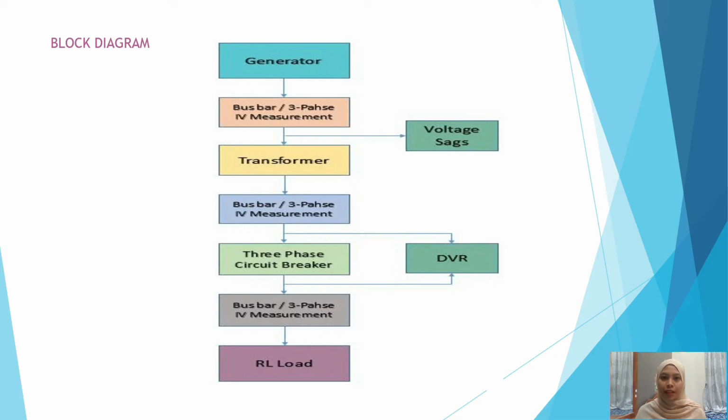For the block diagram, the generator goes to the bus bar with 3-phase IV measurement between the bus bar and transformer. The voltage goes to the voltage sag, then the problem will occur. After that, from the transformer it goes back to the bus bar, and between the bus bar and the 3-phase circuit breaker, the voltage goes to the DVR, and between the circuit breaker and the next bus bar, same, it goes to the DVR, and then the bus bar goes to the RL load, which is the consumer load.